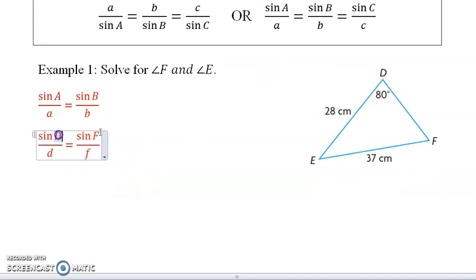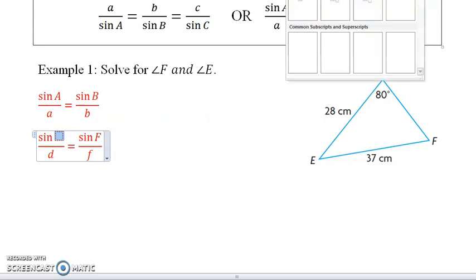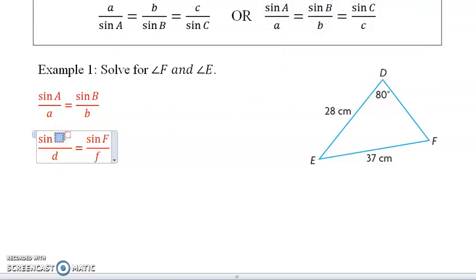So angle D we know, it's 80 degrees. So we put in 80 degrees. Sine of 80 degrees. We know the side opposite of 80 is 37, so we don't need to put the units in, we just put 37 here. Sine F, we're looking for angle F, and then the side opposite of F is 28. And now what you're going to do is you're going to take that and manipulate that formula. Okay?